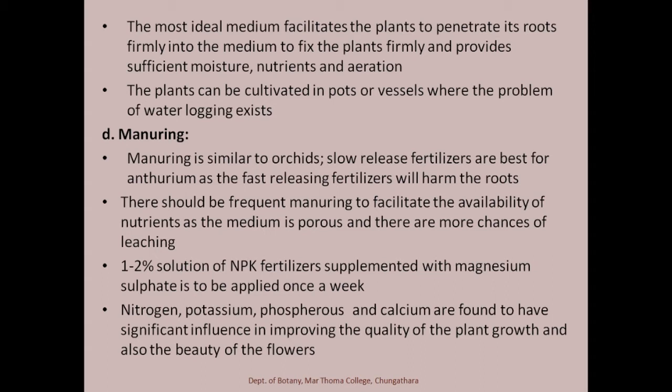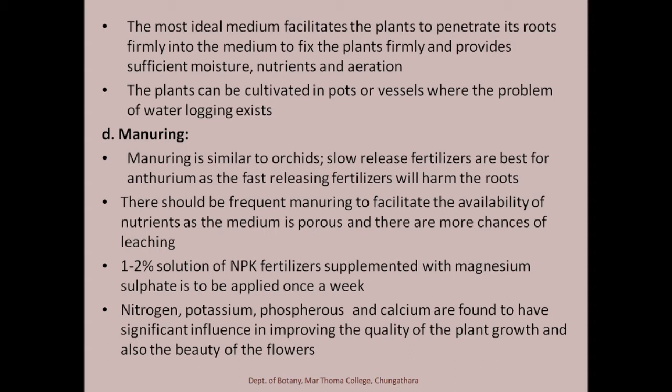Another important thing to be noted is manuring. The growing and tending processes of anthurium is much similar to that of orchids. So, like orchids, slow release fertilizers are the best ones for cultivating anthurium because fast releasing fertilizers will cause damage to the roots. There should be frequent manuring to facilitate the availability of nutrients, because the medium is porous and there are more chances of leaching.